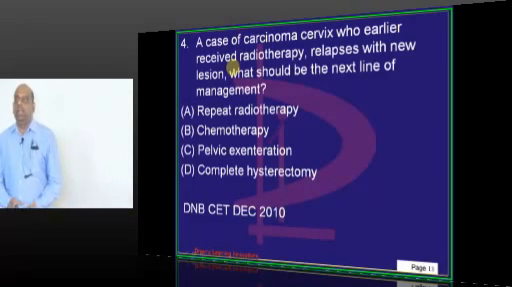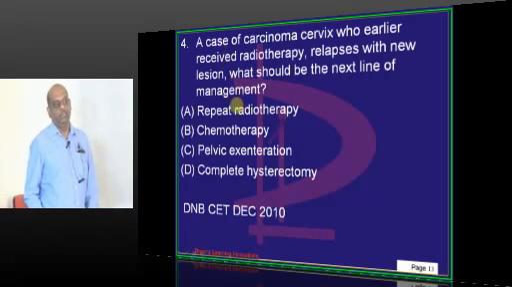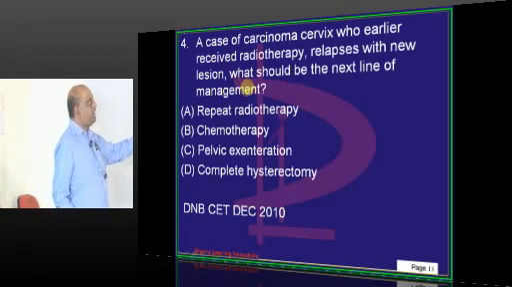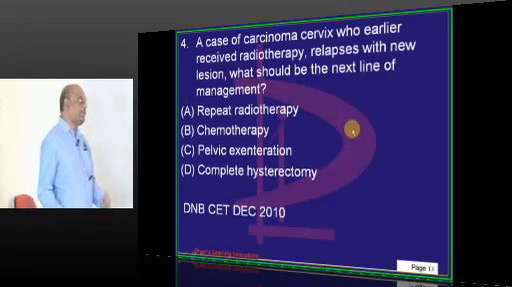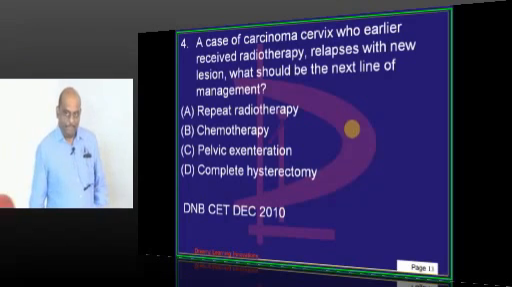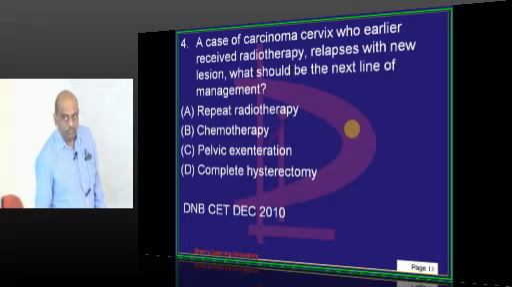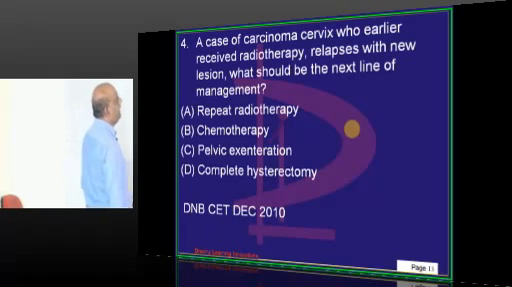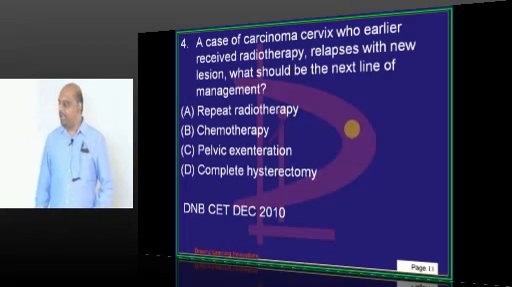Now, a case of carcinoma cervix who earlier received radiotherapy now relapses with a new lesion, and what is your line of management is the important question. Come on, shoot your answer, doctor. What do you think is the answer? What do you like to do? Shoot a confident answer. Hysterectomy is an answer. Relapses with a new lesion, what is the next line of management?